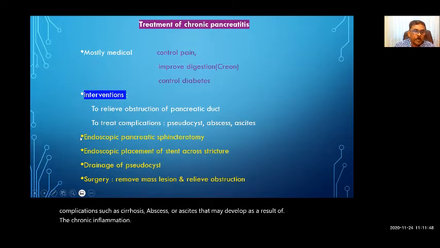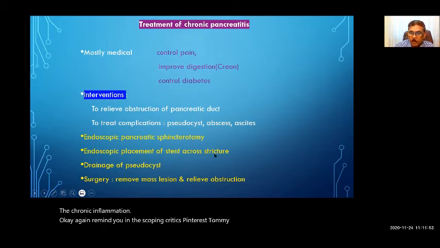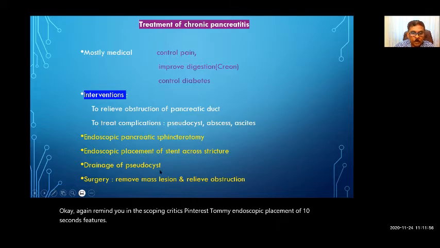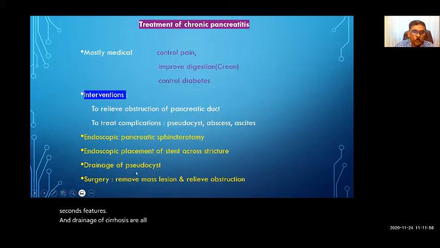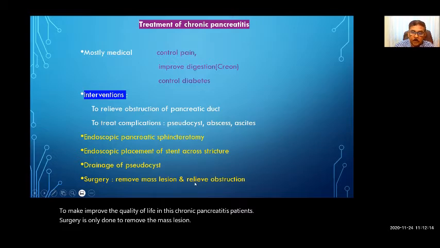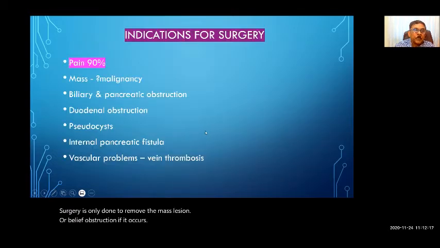Again, to remind you, endoscopic pancreatic sphincterotomy, endoscopic placement of stents across strictures, and drainage of pseudocysts are all important and useful endoscopic procedures to improve the quality of life in these chronic pancreatitis patients. Surgery is only done to remove the mass lesion or relieve obstruction if it occurs. So the indication for surgery will be pain most of the time. 80 to 90% of the patients with severe pain may need surgery to drain the pancreatic duct by some method.